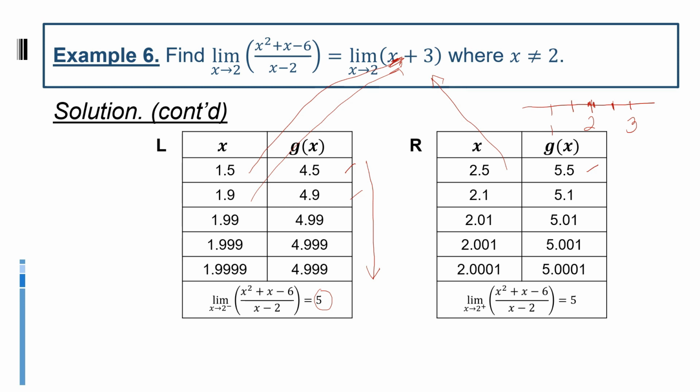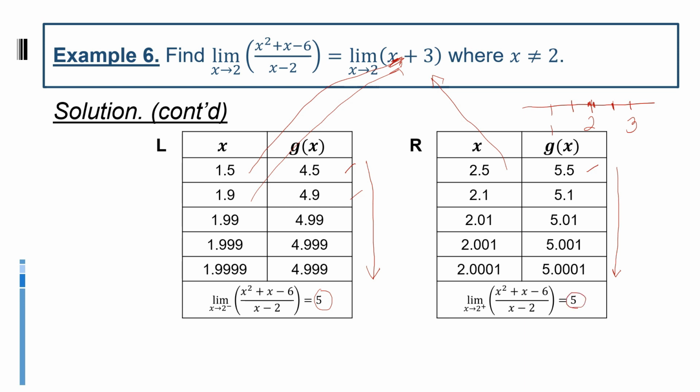So we have 5.1. Mas malapit pa, 2.01. That is 5.01. 2.001 is 5.001. And 2.0001 is 5.0001. Which also leads us to the conclusion that the right-hand limit approaches 5 also.